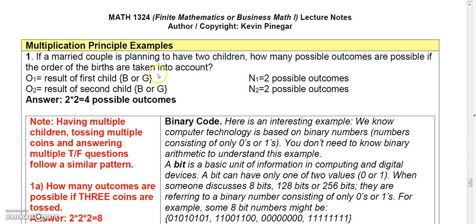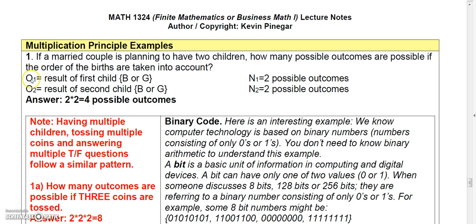Now you could write out the possibilities, and it's really not that difficult to do. You could write out, boy, boy, boy, girl, girl, boy, girl, girl. But if you have more than 2 children, then it might get a little bit tougher. So let me just go ahead and show you how you would do this.